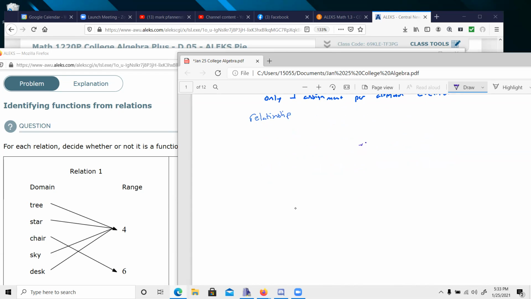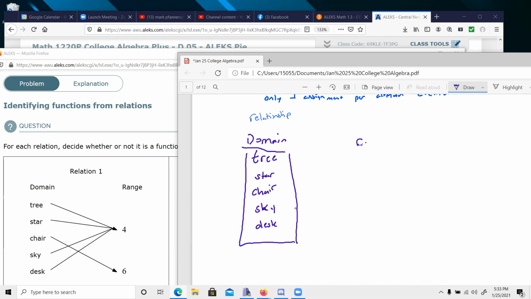So we have our domain and our range here. So let's see. Here's our domain set. We have a tree, a star. We have a chair. We have sky. And we have a desk. All right, here's our domain. And then for our range, the only reason I'm writing this down is just because I want to be able to do a couple of different things here. So we have 4 and 6.